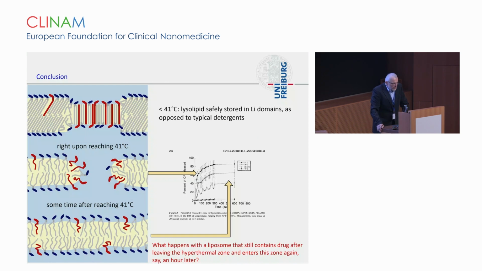So this is my conclusion. This is actually what's going on. This is explaining why you can have stable, tight liposomes below 41 degrees, and it's explaining why you have this incomplete release. You can think about what would happen if this liposome has passed the hyperthermal region, goes through the body, and an hour later comes back to the hyperthermal tissue.